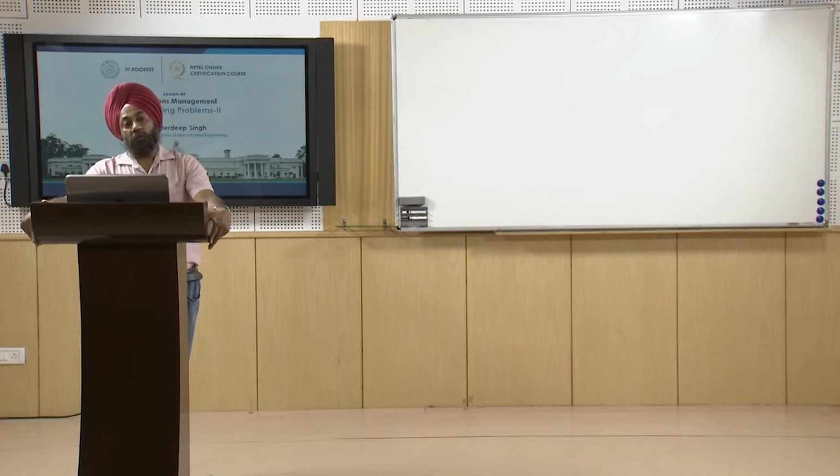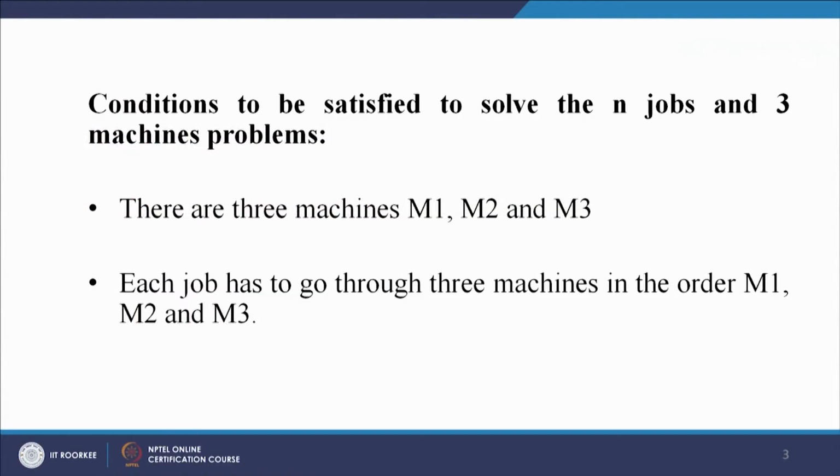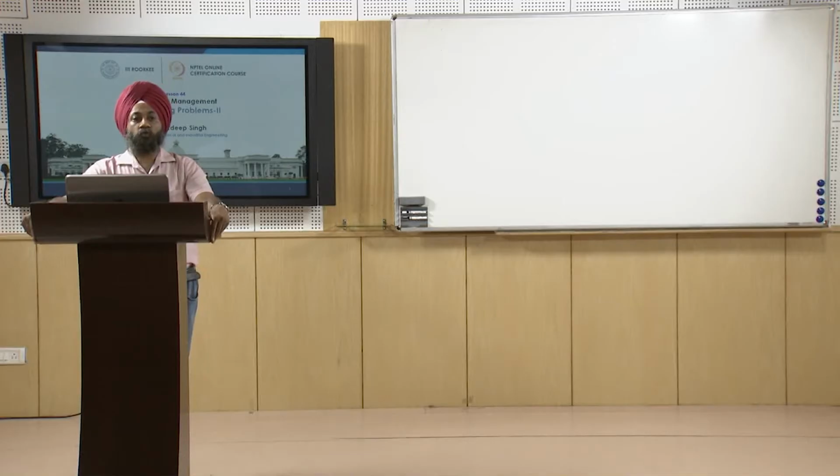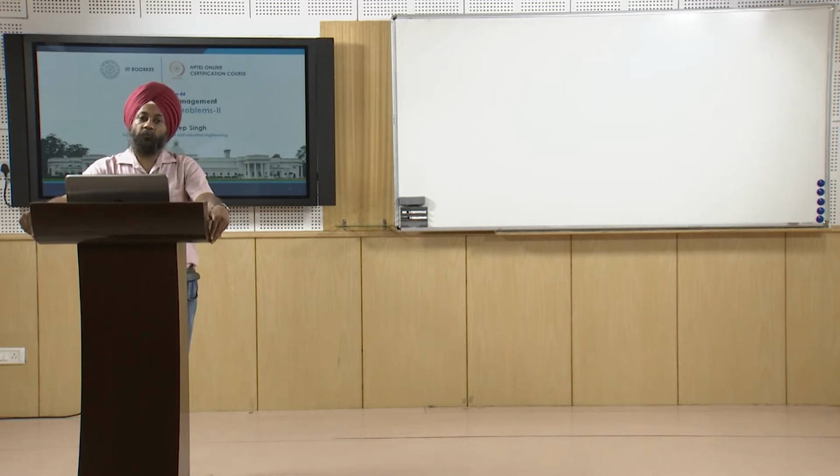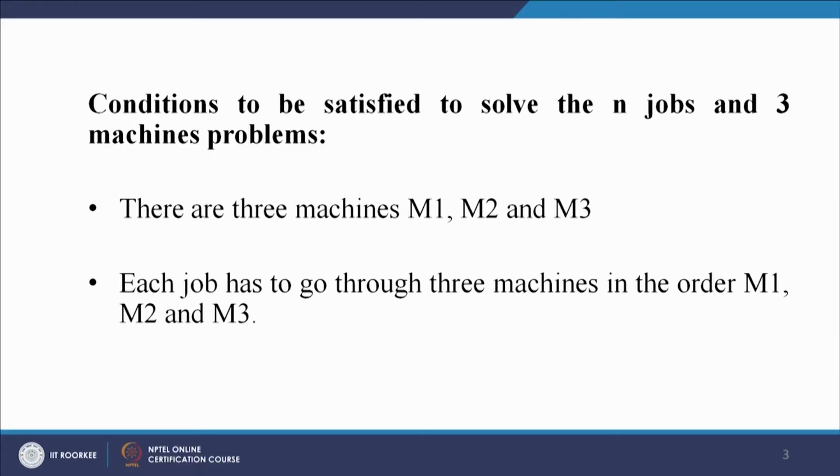Now for this problem to be solved mathematically, we need to have a criteria. So there have to be conditions satisfied to solve the n jobs and 3 machines problems. These are the conditions, or we can say assumptions, for solving this type of problem. The assumptions are that there are 3 machines available, M1, M2 and M3. So the 3 machines problem has to be solved, so 3 machines are available with us.